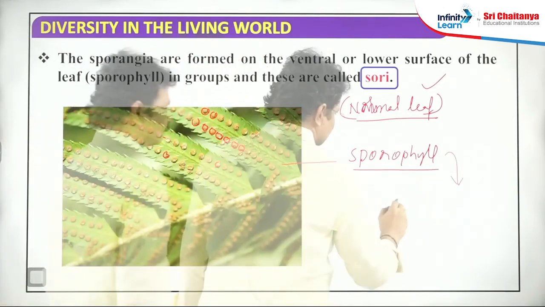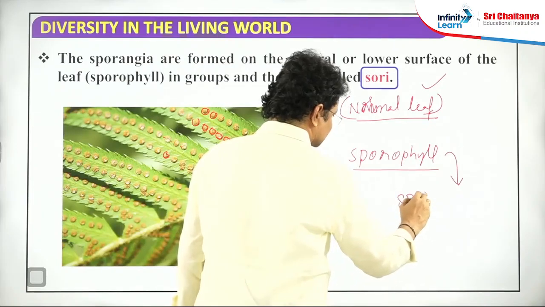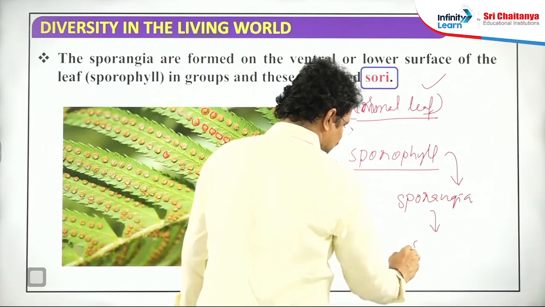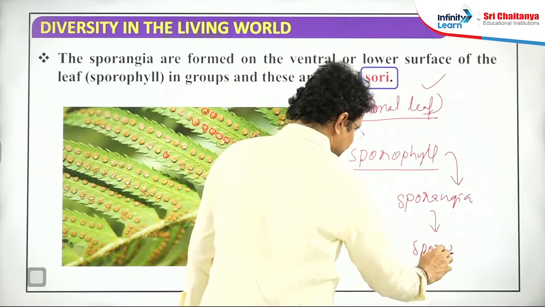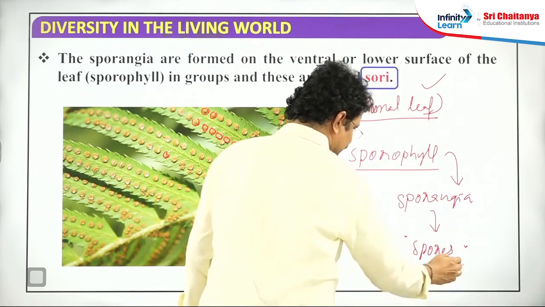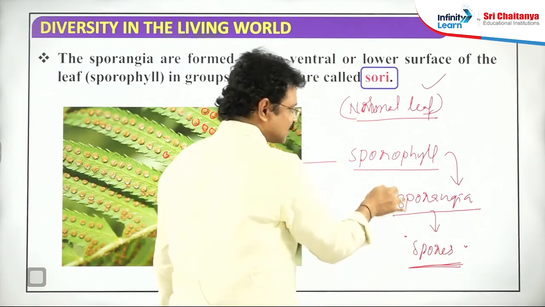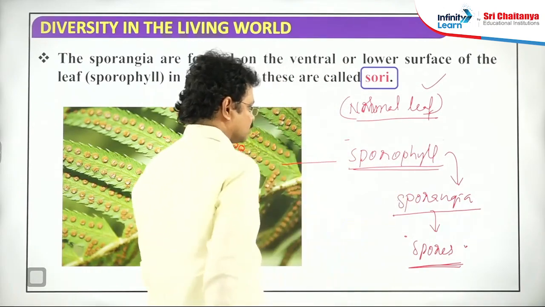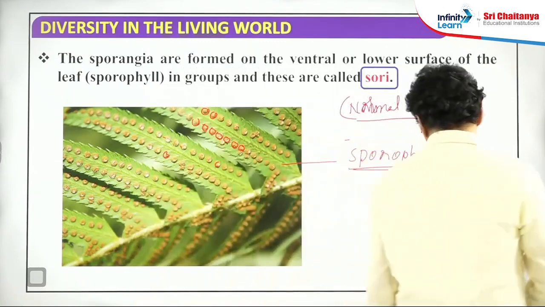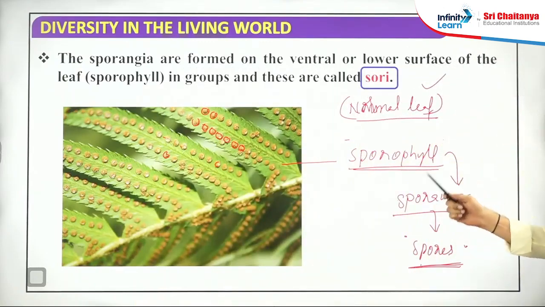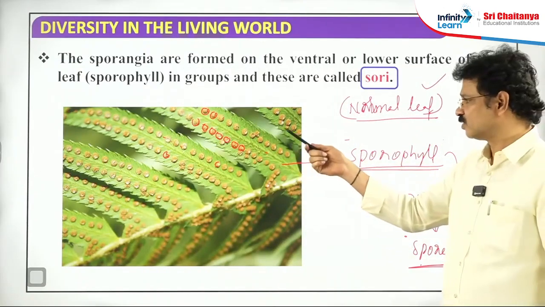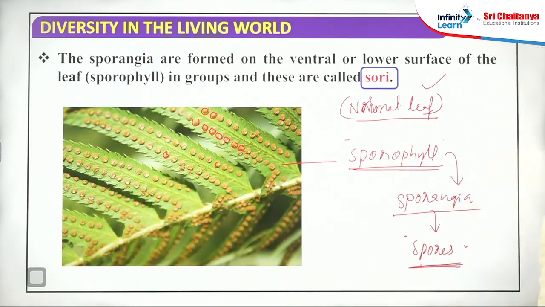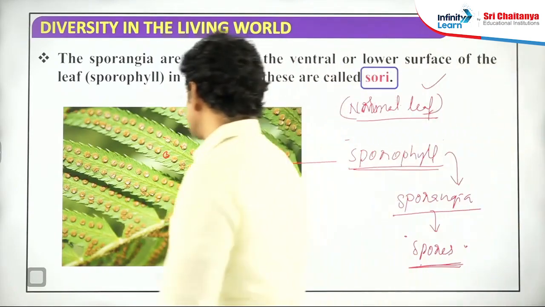Sporophylls possess many sporangia. The purpose of sporangia is production of spores. Okay, the spore producing sac is the sporangium. The sporangia producing leaves are called sporophylls. Sporophylls are not only useful for production of spores, but also for photosynthesis, because these sporophylls are also green in color when compared to the normal leaves. These are the sporophyllous nature.